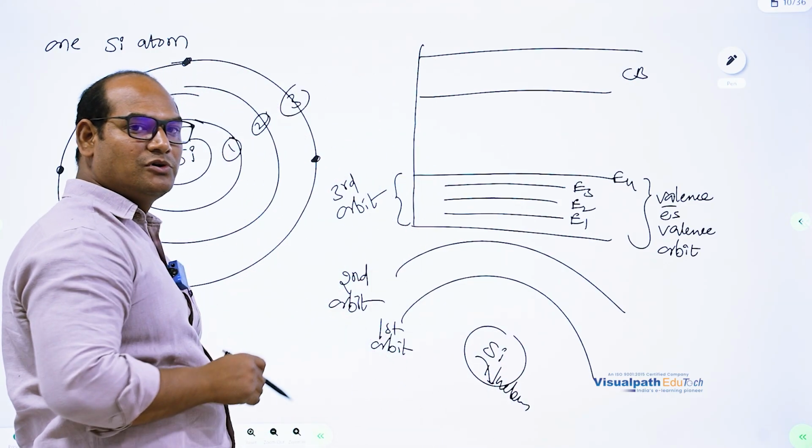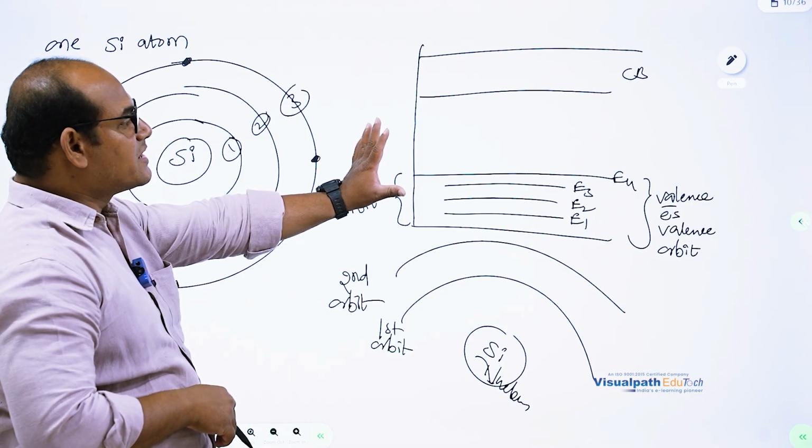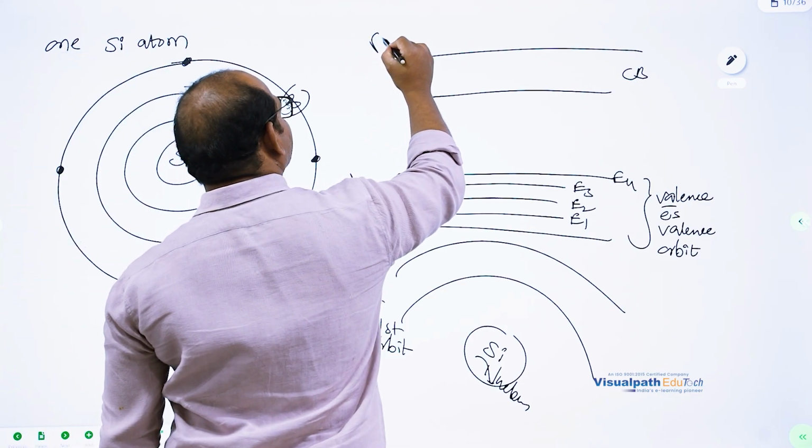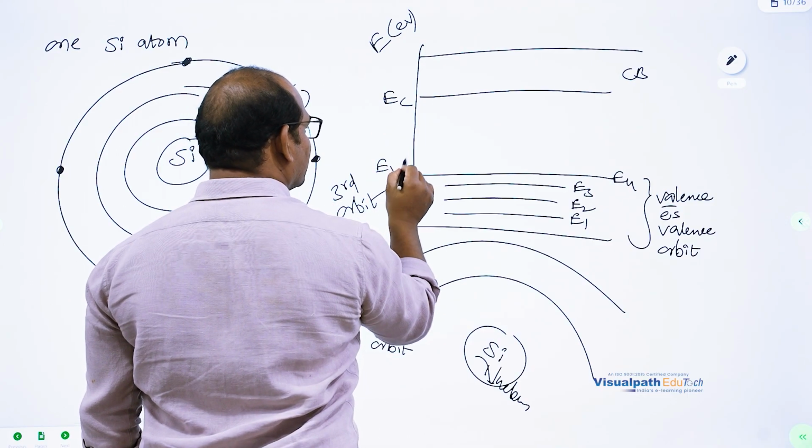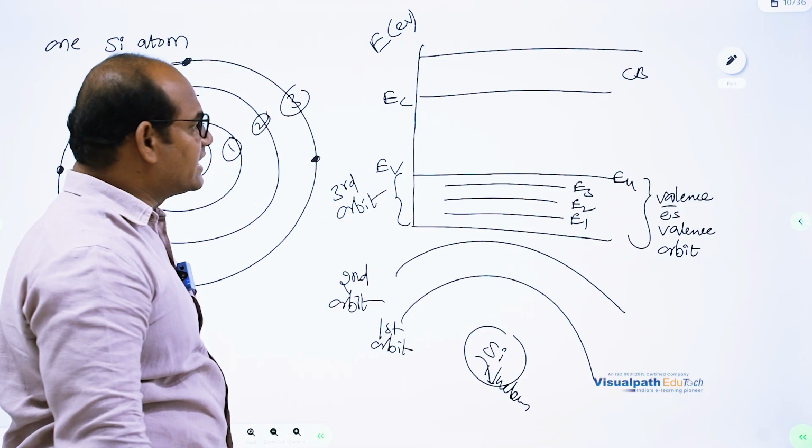So in this way we can understand how the energy band diagram will be there, with the y-axis being energy measured in electron volts. It is EC, it is EV. Like this we can indicate.